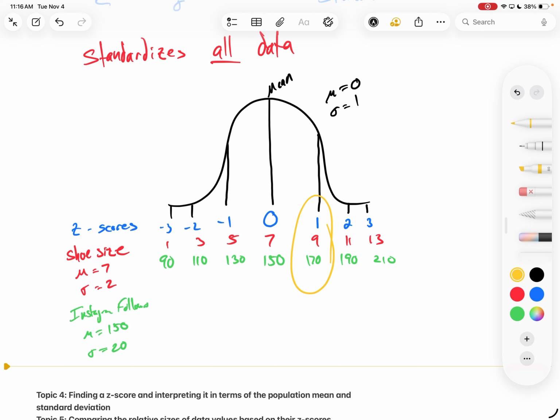But also, if I had 170 Instagram followers, I'd have a z-score of 1, okay? So the z-score standardizes all my data, okay? You can say, is this relatively bigger or smaller compared to this?